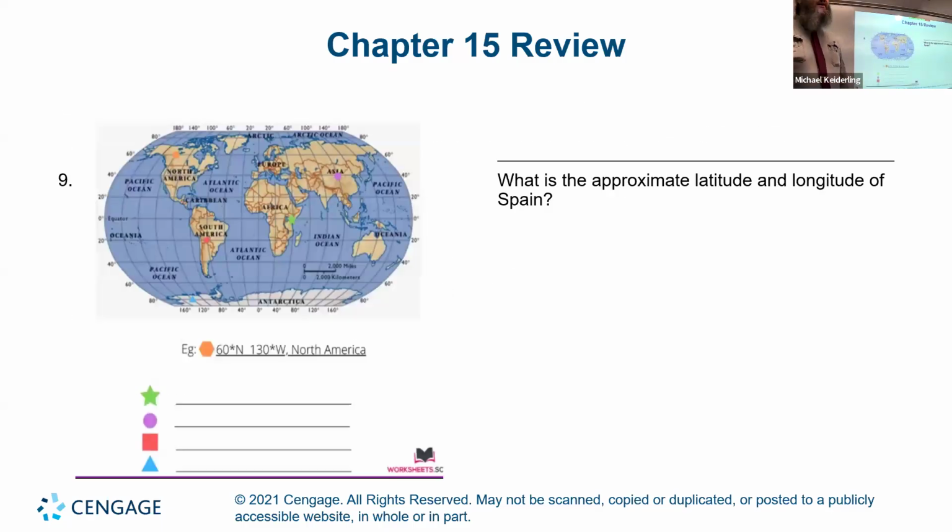The approximate latitude and longitude of Spain, well, this is Spain. So latitude, it's 40 degrees. Longitude, I don't know, I would say 40 degrees north, maybe 5 degrees west. It's just a little bit west of 0.